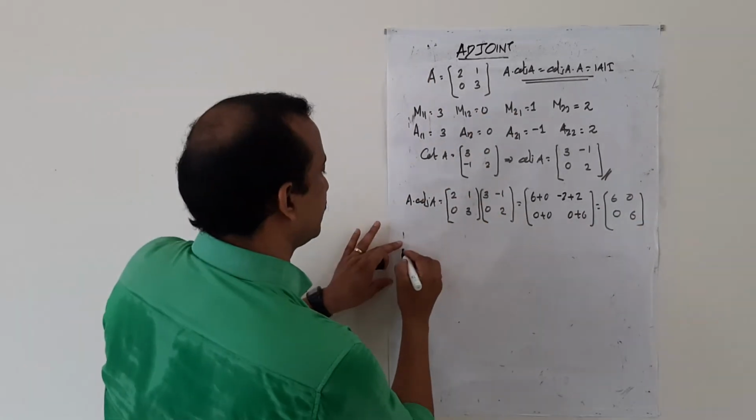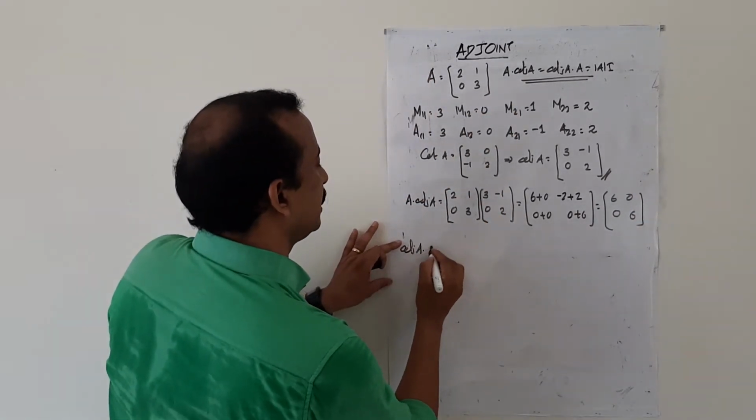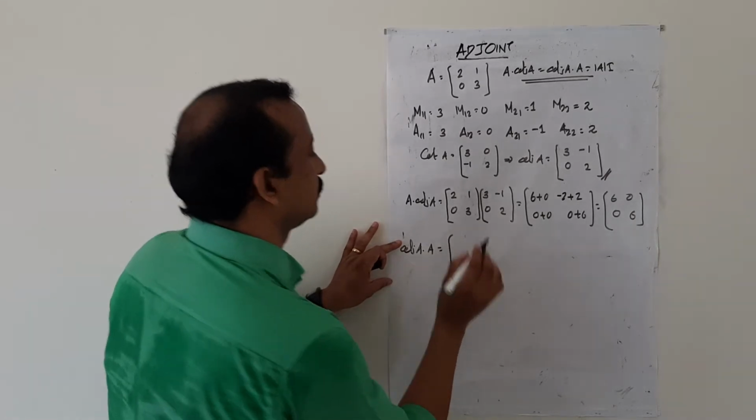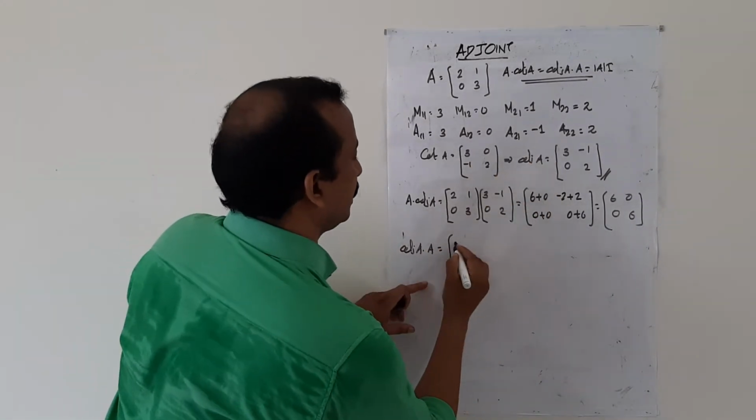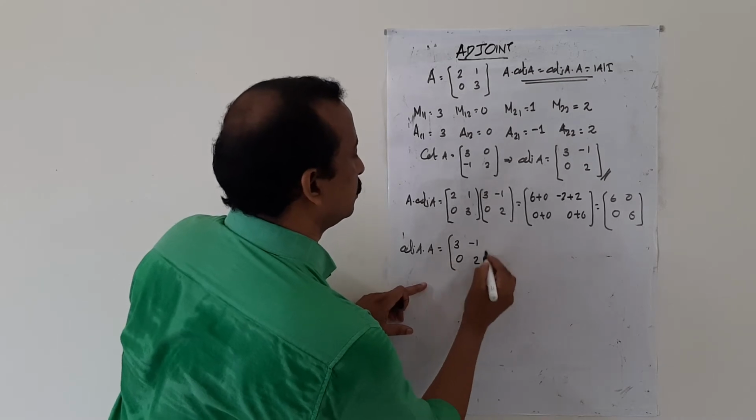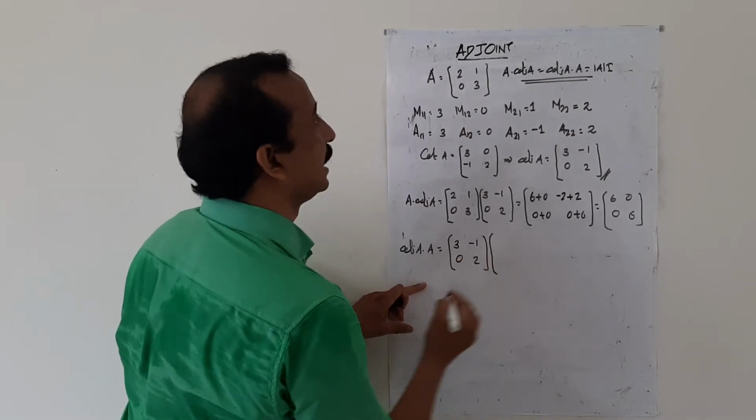Then secondly, adj A into A is equal to, what is the adjoint here? The adjoint [3, minus 1; 0, 2] into A. What is A?